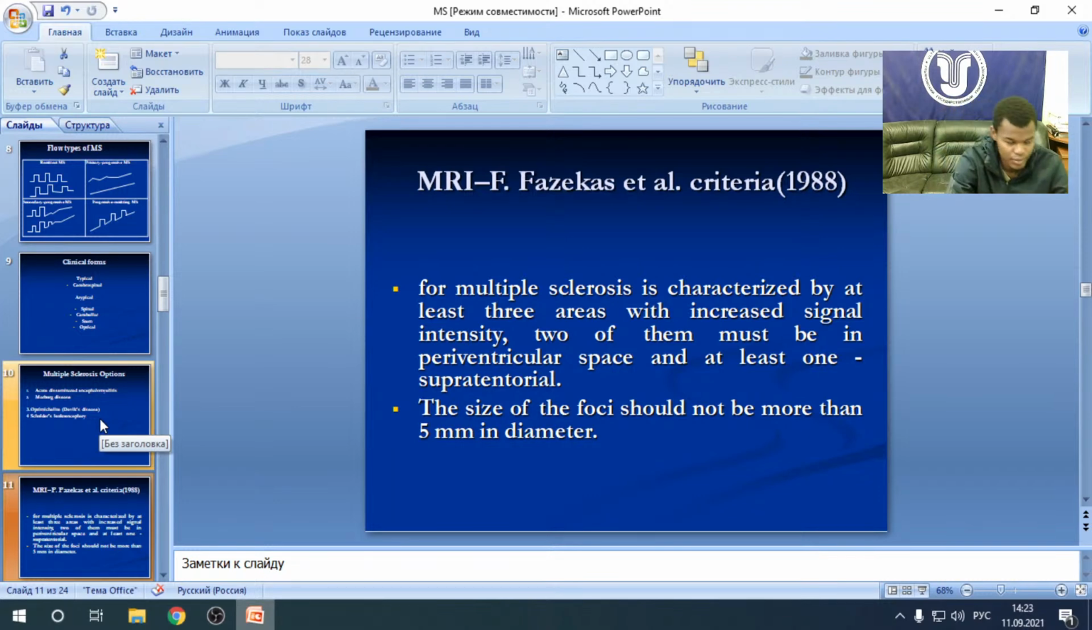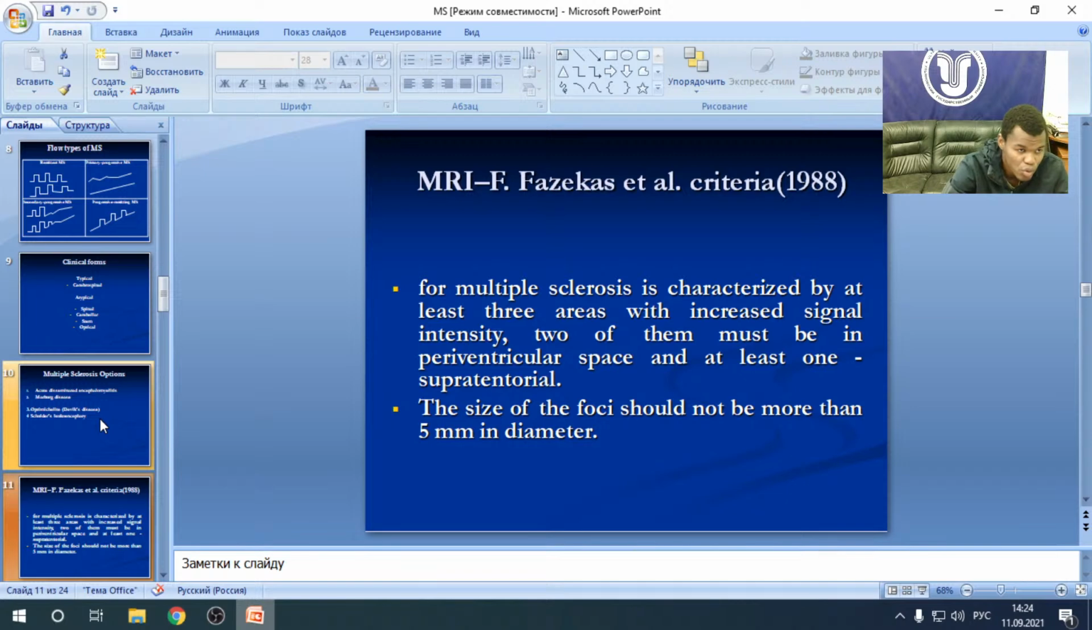After a patient comes to you and you check the patient, and you see that the symptoms are giving you the signs of MS, before being sure that this is MS, you need to perform a diagnosis. Before putting the diagnosis, you need to investigate the patient. The first investigation is MRI.